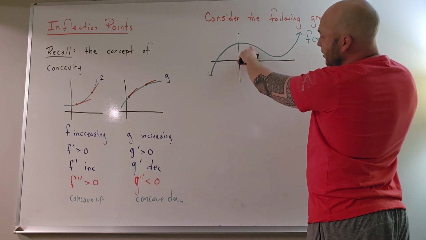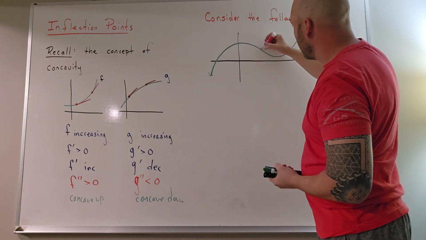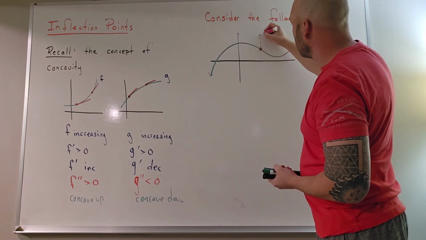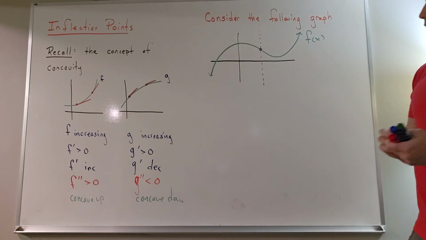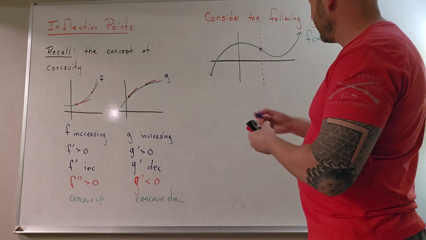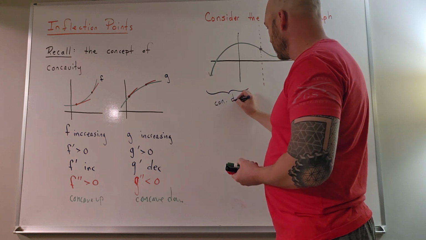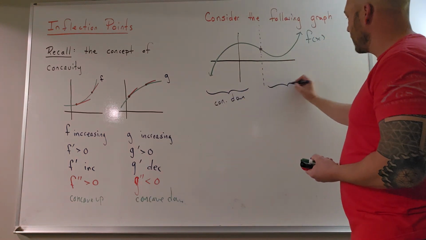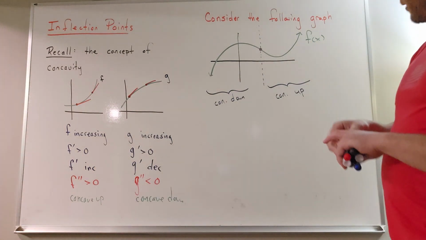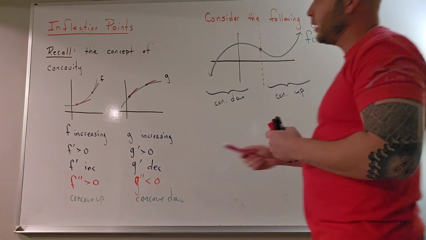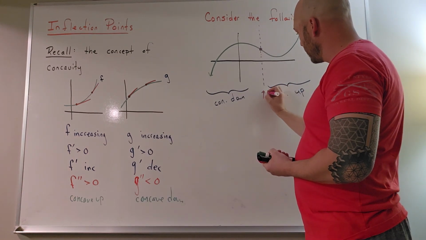And certainly here, it still looks like it's concave down. This looks like it's concave up. So it looks like somewhere right around in here, it switches. So let me go ahead and label the left side of that point is concave down, and the right side of that point is concave up. So that means that there's a point in the middle that switches, and that point is referred to as an inflection point. Okay, so this is an inflection point.